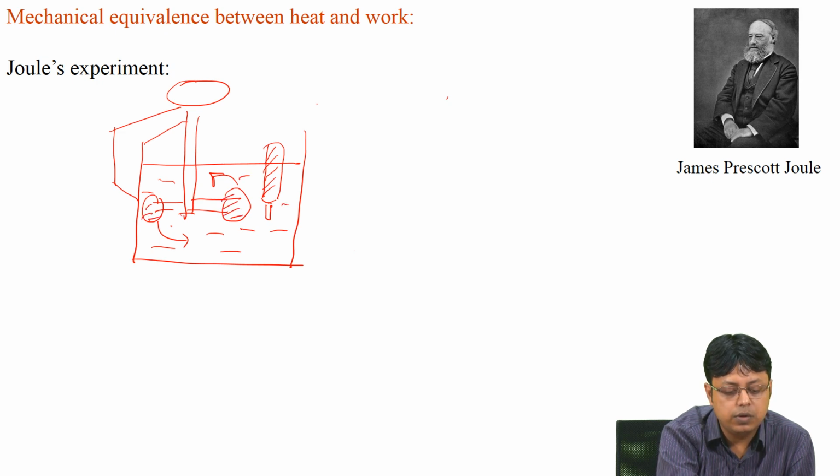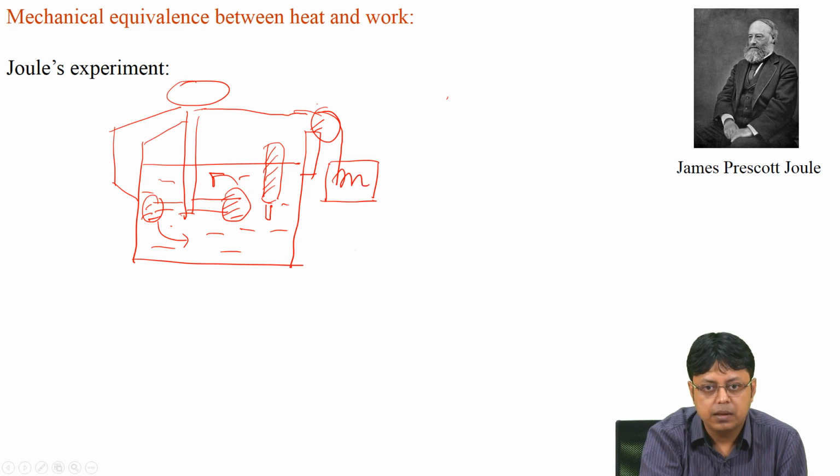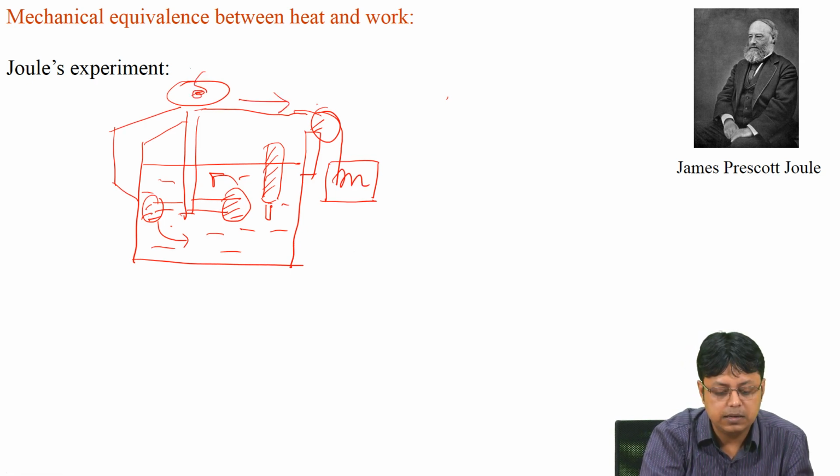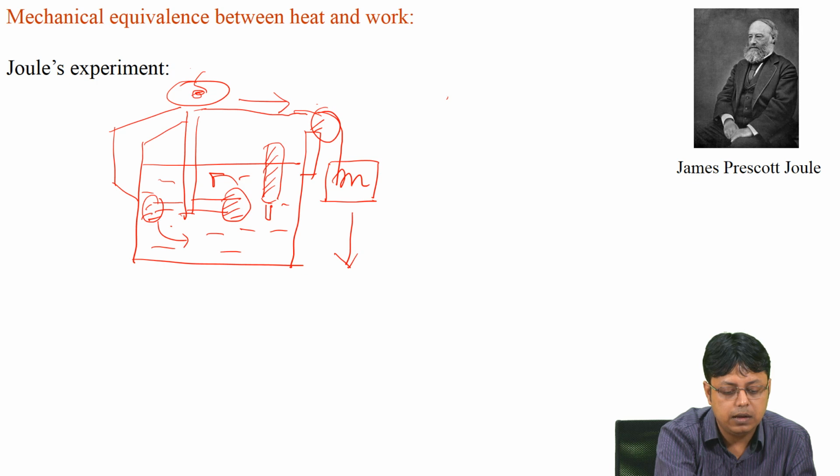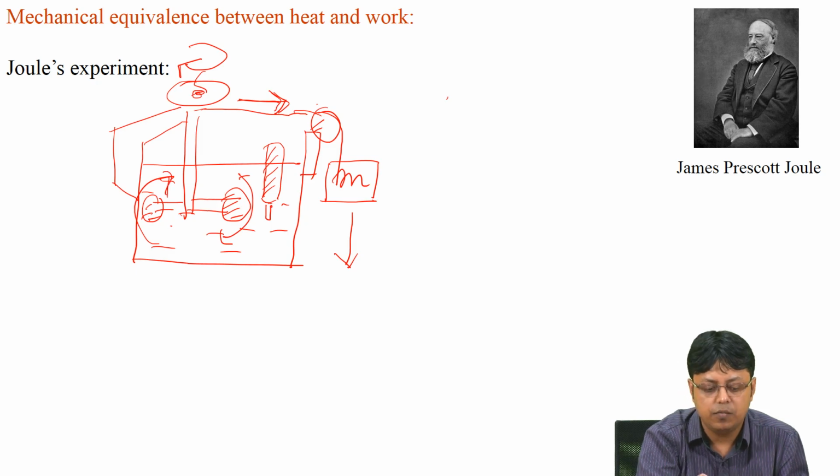Connected to this wheel is a mass of say m. If the mass falls down from a height, that will create a pull, or tension, in this wire, and that will make the wheel rotate, and that will eventually make this paddle also rotate in some direction, let us say in this direction, and that will eventually increase the temperature of water.